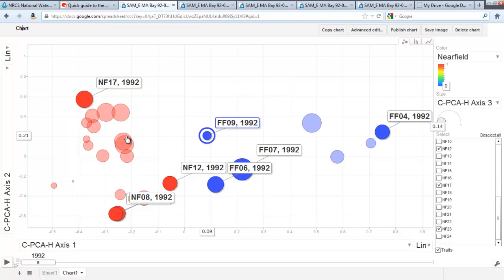So you can see here, this is the major result. This is C-PCA-H axis 1, C-PCA-H axis 2.